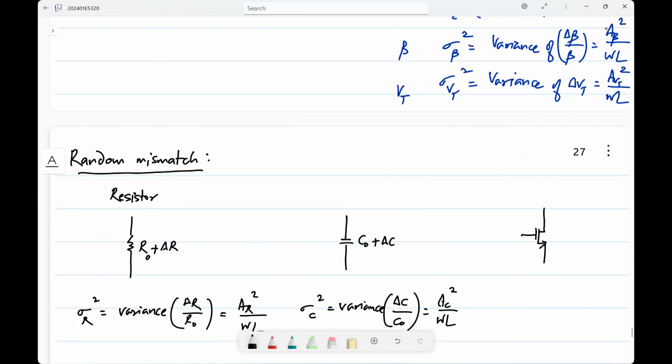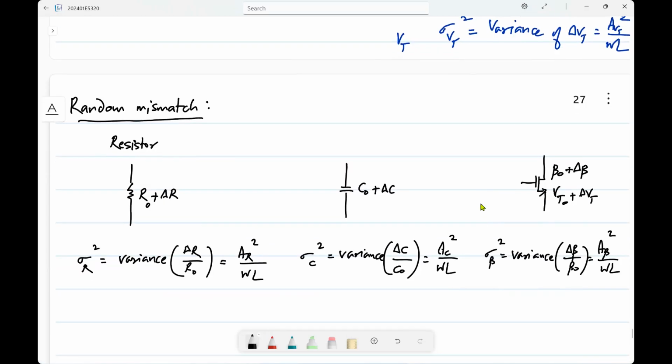And for a MOS transistor, you will have the current factor, which is mu C_ox W by L, the whole thing combined, to be beta naught plus delta beta, and the threshold voltage to be V_T naught plus delta V_T. For the current factor, what you specify is the variance of the relative error, which, like everything else, is inversely proportional to area.